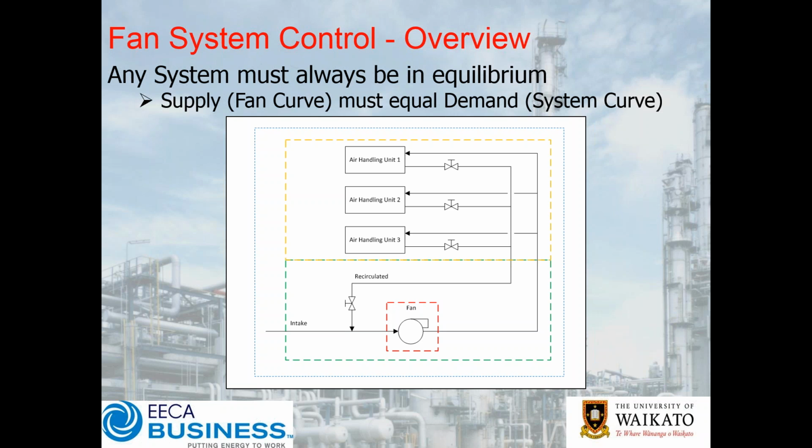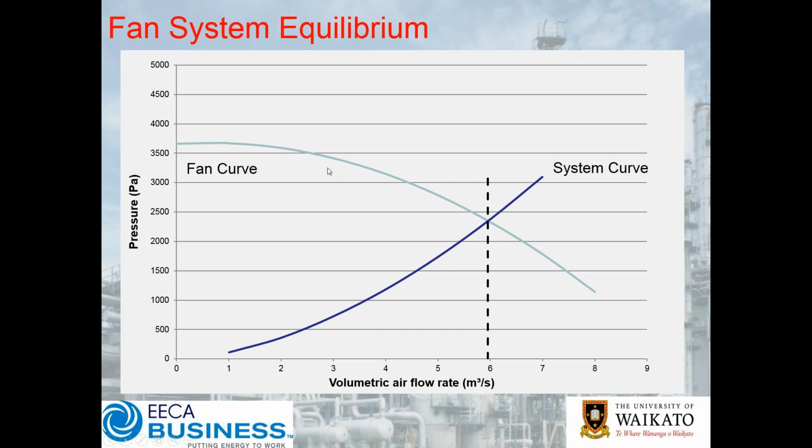Now, if it's not in equilibrium, that's obviously ramping up or ramping down, but ultimately, instantaneously, the fan must be supplying whatever the demand of the system is requiring, and if it can't, the fan will only supply what it can, in which case the system may be starved of what it requires. But either way, at any one time, the system is going to be in what we call an instantaneous equilibrium, where the supply curve and the demand curve, otherwise known as our fan curve and our system curve, intersect. That is where the system is going to operate.